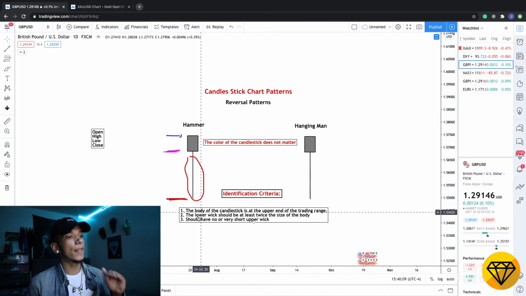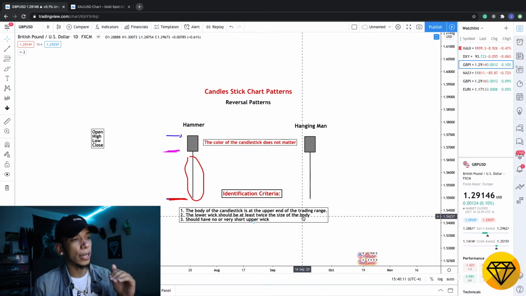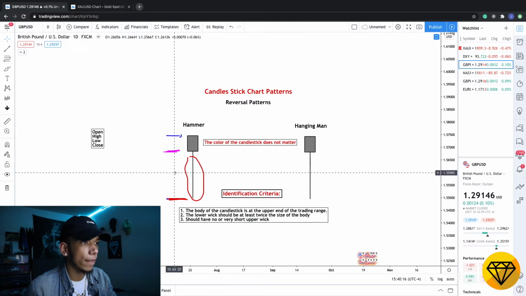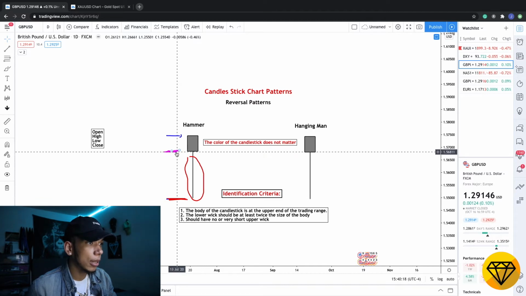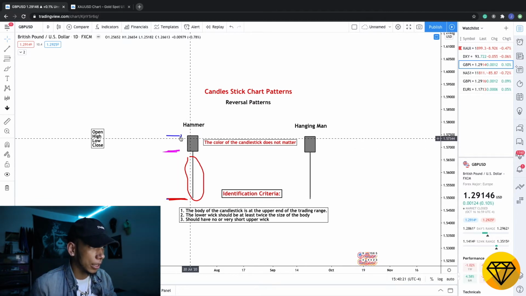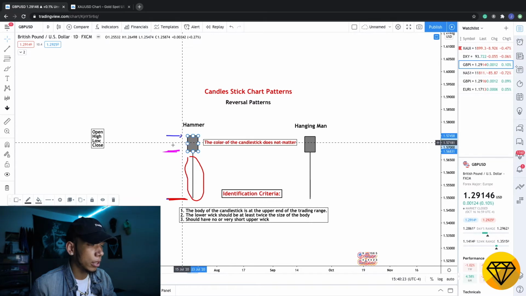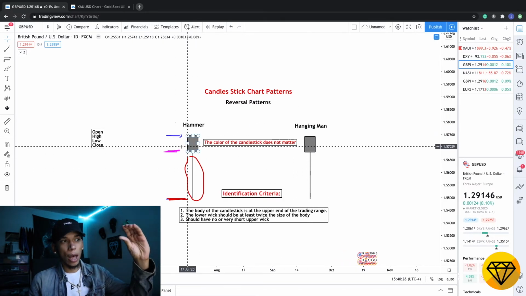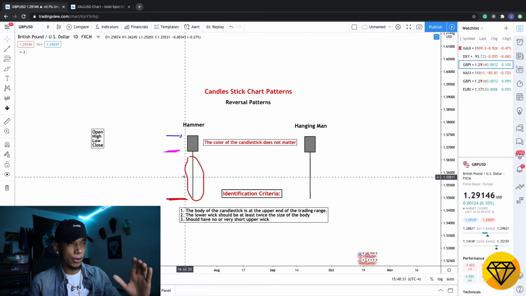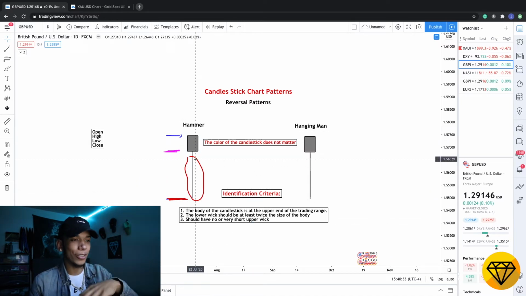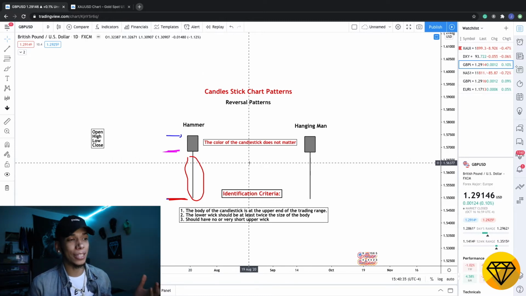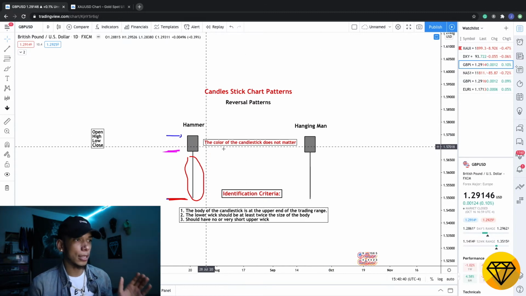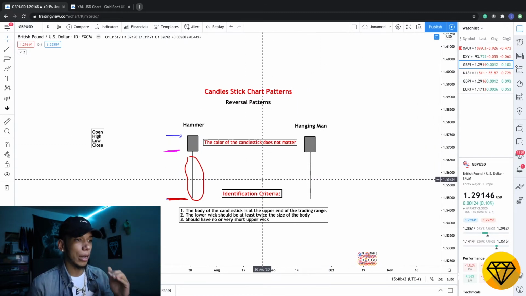So the body of the candlestick is at the upper end of the trading range. This whole thing is the trading range. Now, we're at the upper end of the trading range. So that means that the body, the open and the close, is at the upper end of the trading range. Okay, it's up here. It's not down here. It's not in the middle. It's up, upper end, right? I don't know how else to explain that, but that's what it is. On both hammer and hanging man, that's what it is. Upper end of the trading range.